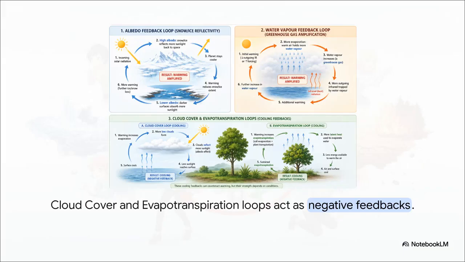But hey, it is not all doom and gloom here. We do have negative feedbacks acting as the heroes of our story. Take the cloud cover loop, for instance. As global temperatures warm, we actually get more evaporation from our oceans. That leads to more condensation and a big increase in low cloud cover. And those fluffy white clouds, they have a really high albedo, so they reflect sunlight away from the Earth and actually cool the surface down. It's just a perfect example of a negative feedback mechanism stepping up to save the day and restore dynamic equilibrium.